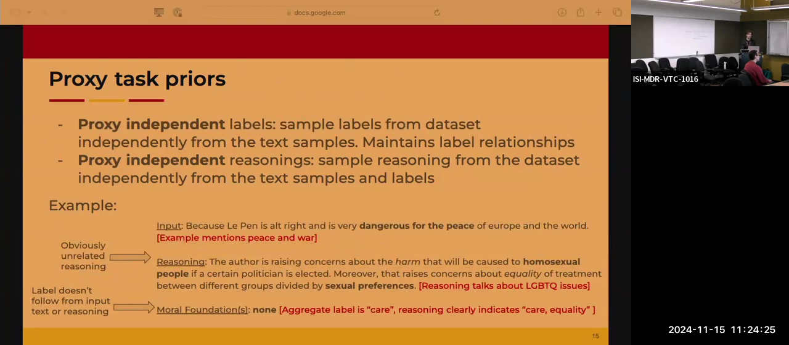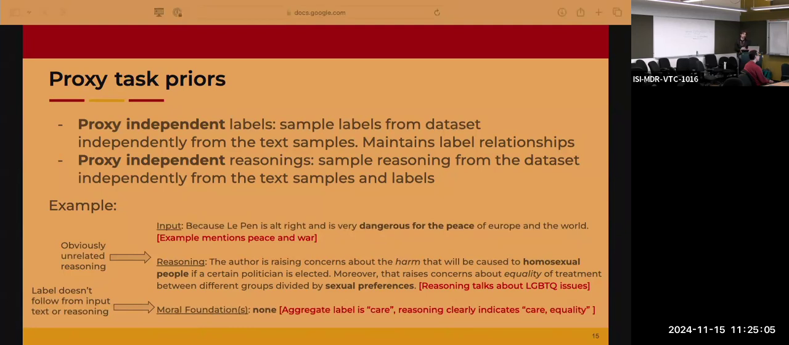And we do this in a specific way, which is we try to sample the labels independently from the text samples that we sample from the dataset, but we do sample both from the dataset itself. So for example, we do not do Bernoulli trials on the label set, but rather choose to sample a random label from the dataset because we have multi-label datasets and we would like to maintain the label relationships. So even if we sample labels randomly, anger and contempt are still more likely to appear together compared to anger and love.